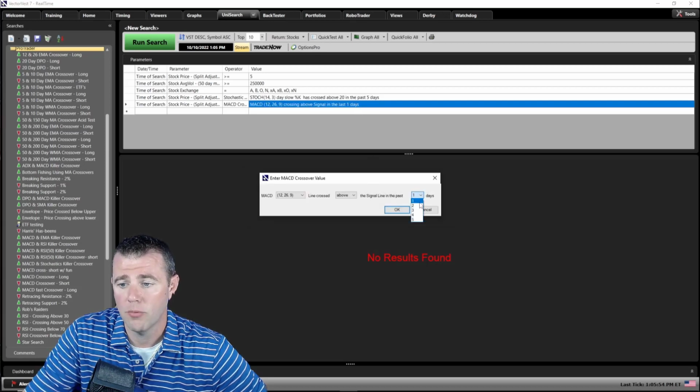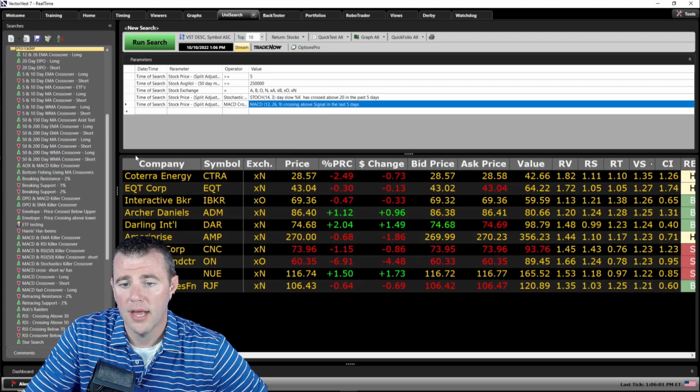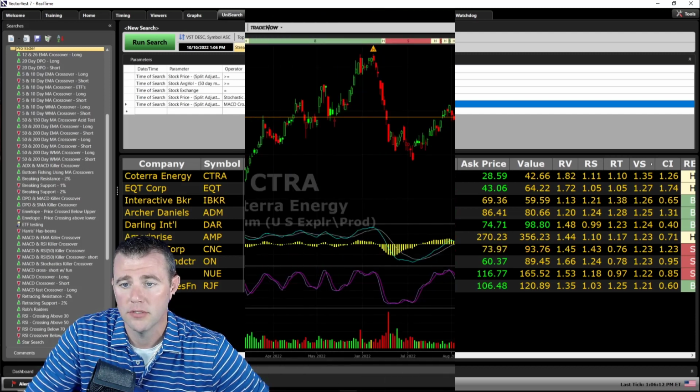We'll change the other one, the MACD, also to the last 5 days. And now you can see we get all the stocks that meet this criteria automatically sorted by the best performer at the top and the worst performer at the bottom. So we'll go ahead and graph these.